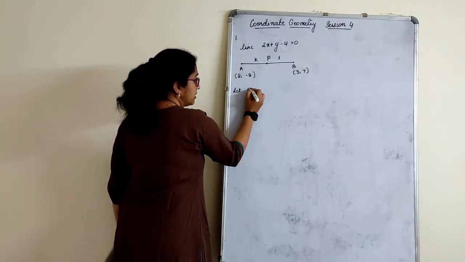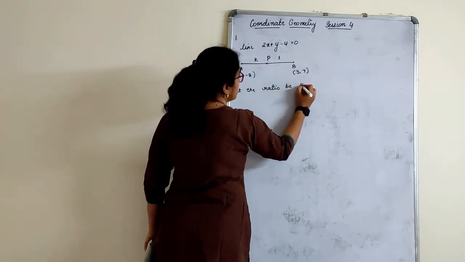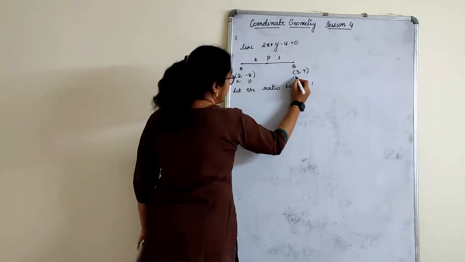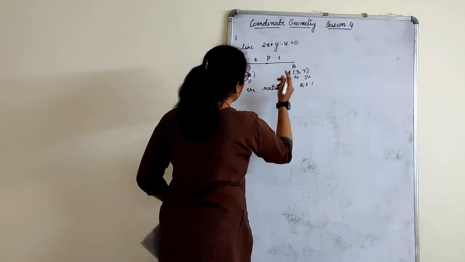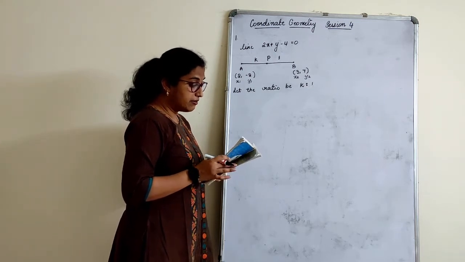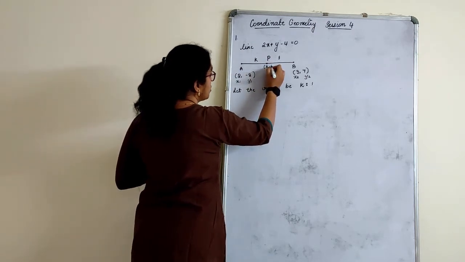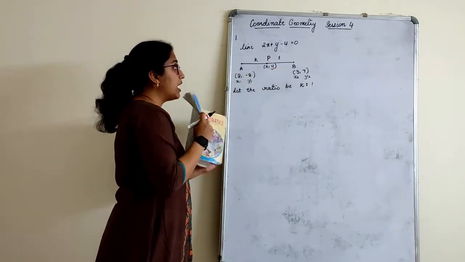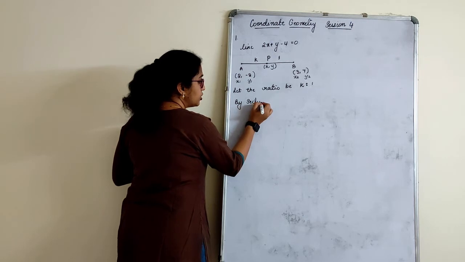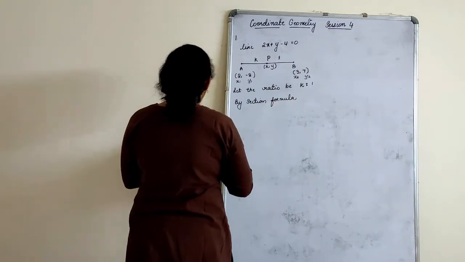So let the ratio be k is to 1. So this is my x1, y1, this is my x2, y2. What we have to find here? Determine the ratio. First of all, ratio k is to 1 we have to find. Divides the line segment joining the points. These two are the points. What are the coordinates of the point? Coordinates of the point are x and y. Which formula to find the ratio? Section formula. Please mention whenever you use a particular formula here.